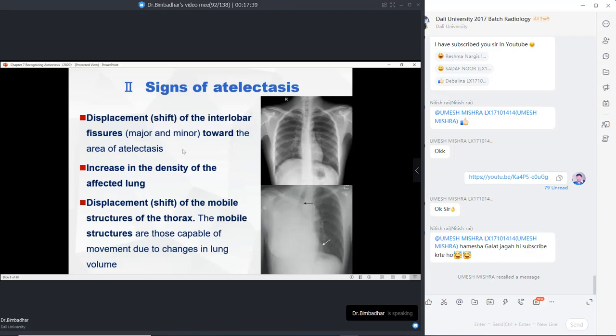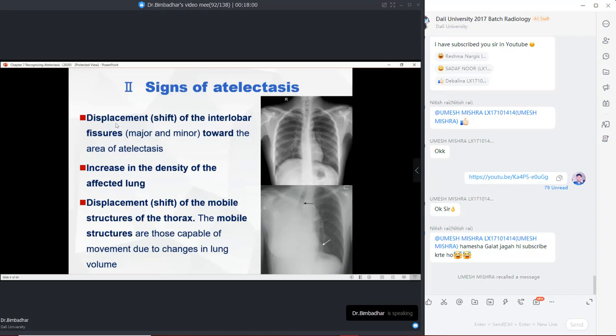But what happens in atelectasis is that there will be a shift. The shift will eventually be called as displacement. Okay. Remember, in colloquial terms, it is called as a shift, mediastinal shift, tracheal shift, you can call it as. But professionally speaking, it is called as displacement.